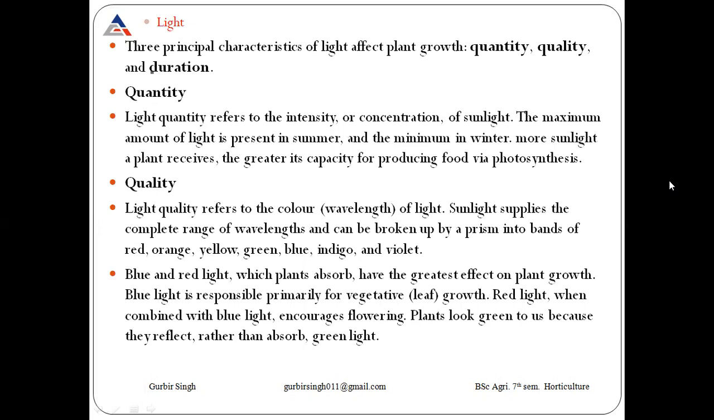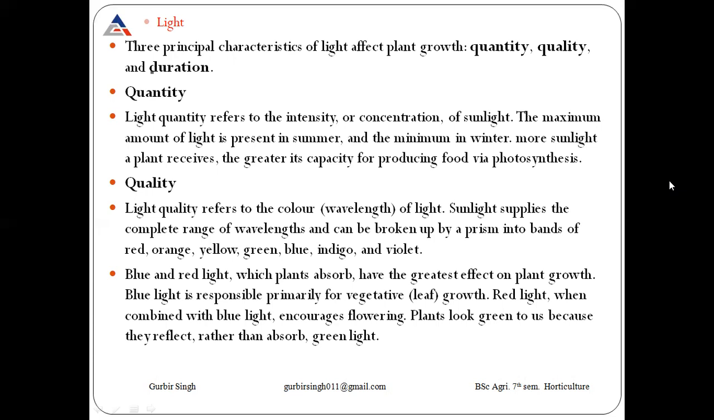Three principal characteristics of light affect plant growth: quantity, quality, and duration. Number one is quantity. Light quantity refers to the intensity or concentration of sunlight. The maximum amount of light is present in summer and the minimum is in the winter. The more sunlight a plant receives, the greater its capacity for producing food via photosynthesis.